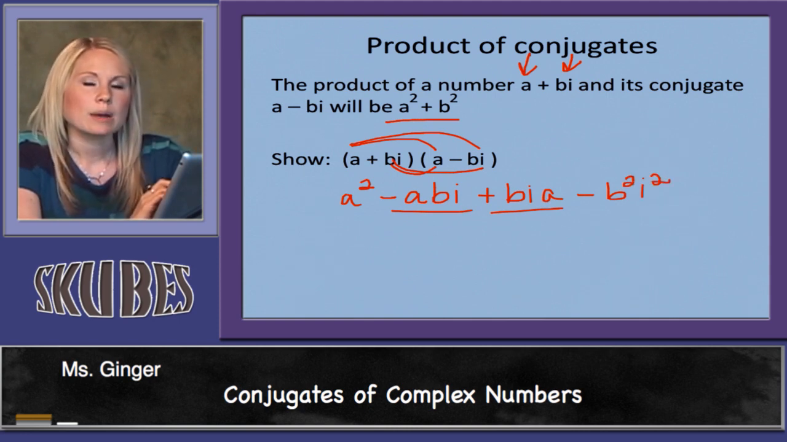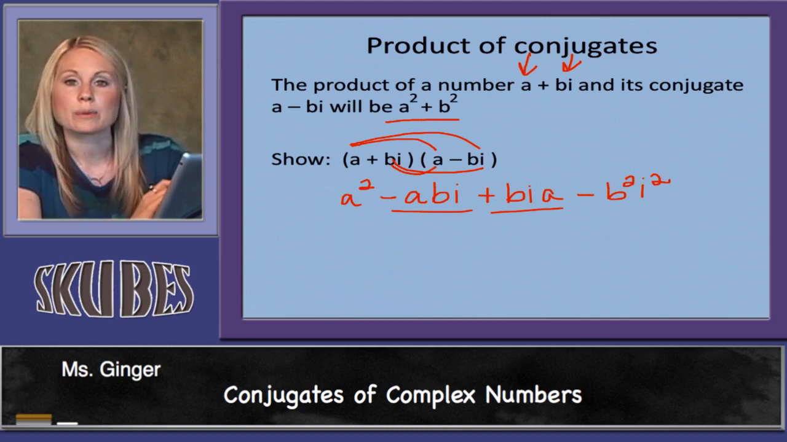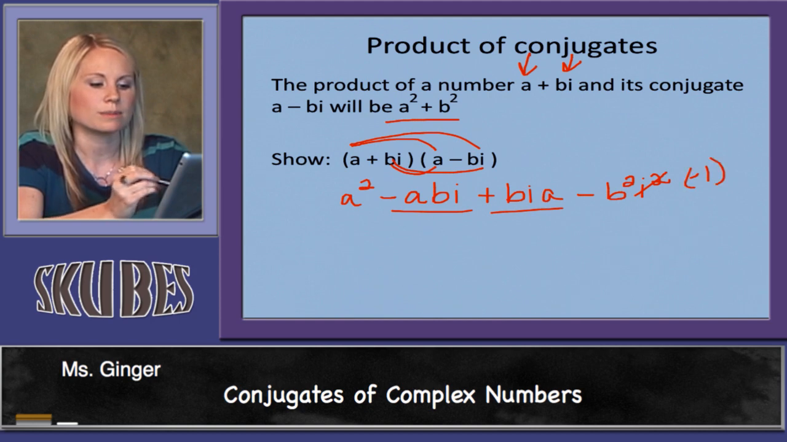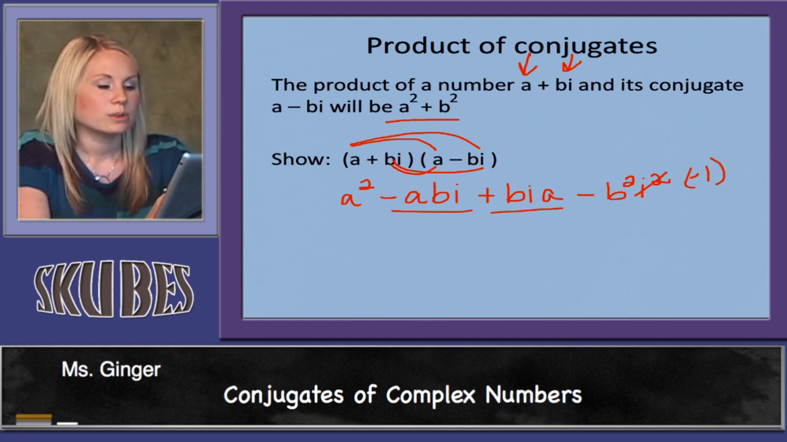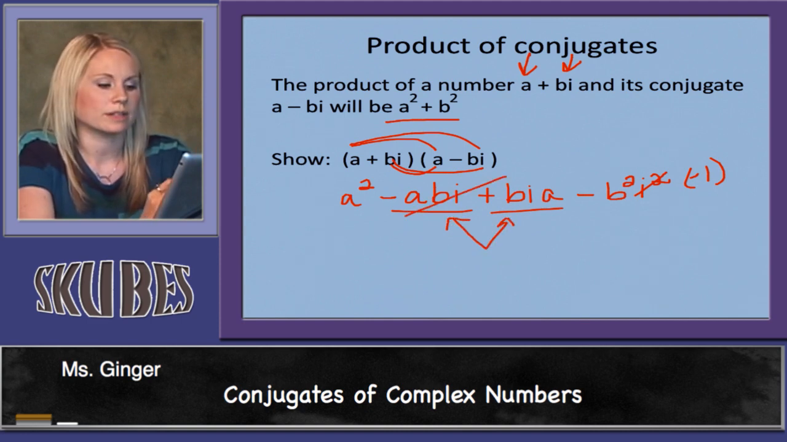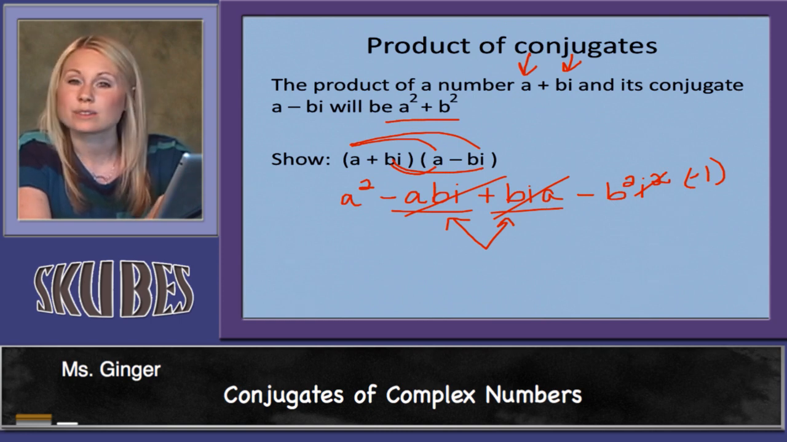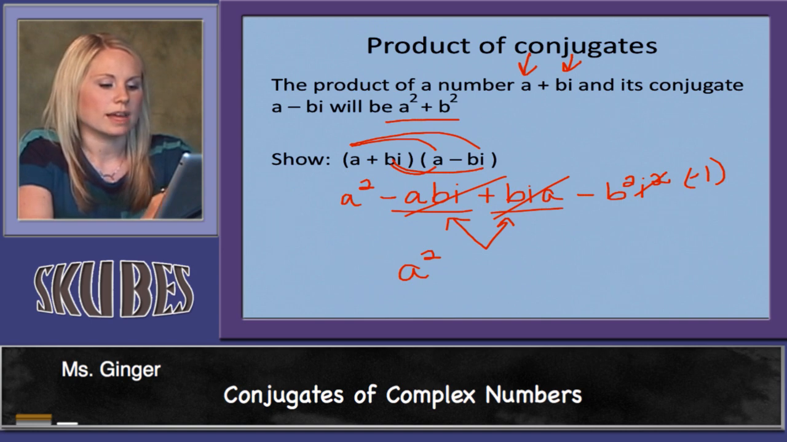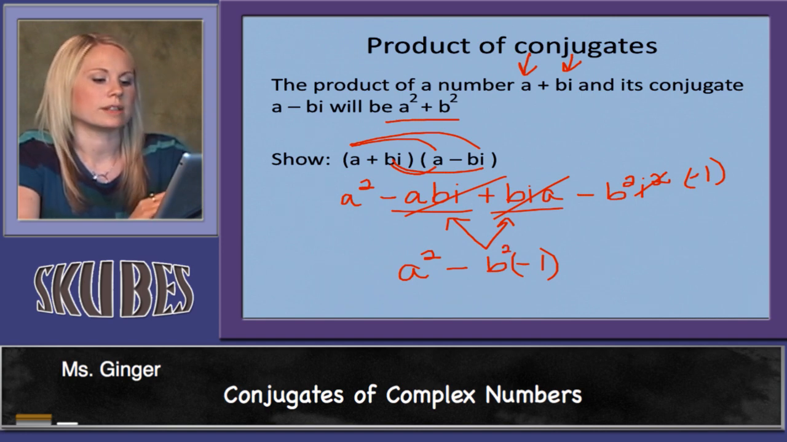Okay. And every time we see an i squared, we're going to replace that with negative 1. That is the value for i squared, negative 1. So I'm going to go ahead and replace that. So simplifying this, the two middle terms here are going to cancel each other out because they are like terms, one's positive, one's negative. So dropping everything else down, I'm ending with a squared minus b squared times negative 1, which is a squared plus b squared.